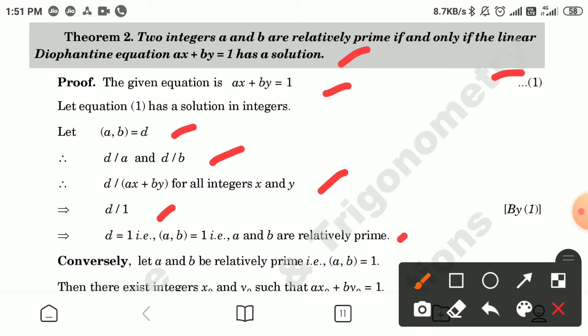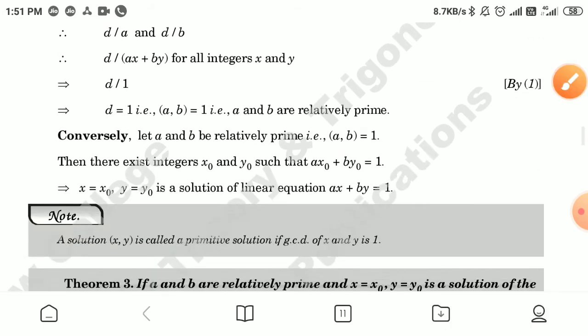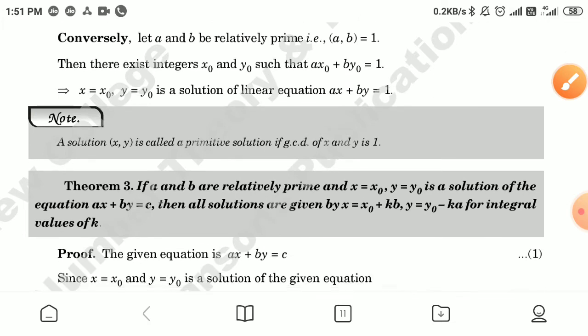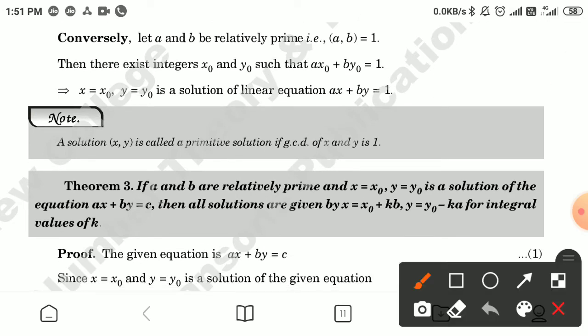That is, a and b are relatively prime. Now, the converse part: let a and b be relatively prime, that is, the greatest common divisor of a and b is 1. Then there exist integers x naught and y naught such that a x naught plus b y naught equal to 1. This implies x equal to x naught, y equal to y naught is a solution of the linear equation ax plus by equal to 1. A solution x, y is called a primitive solution if the greatest common divisor of x and y is 1.